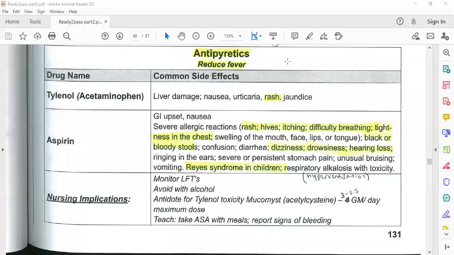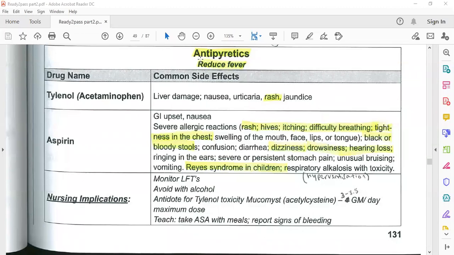Okay, so this is the part of the pharmacology. We are going to talk about the antipyretics. If you focus on the name, it's called antipyretics. Antipyretics are something that reduces the fever. Pyrexia means fever, an increase in body temperature. So if you use something to reduce the fever, it's called an antipyretic, right?